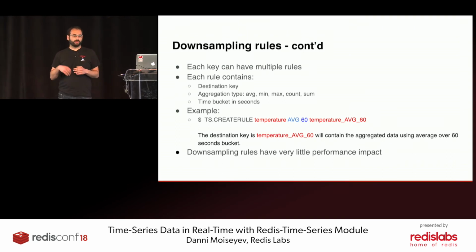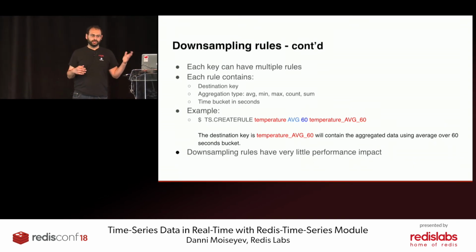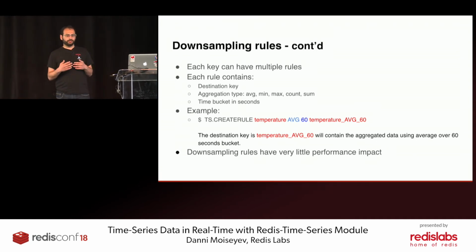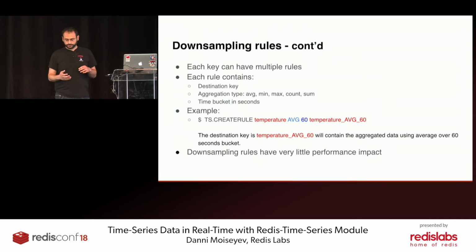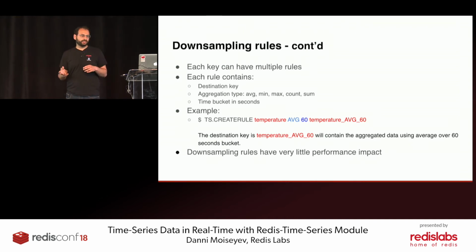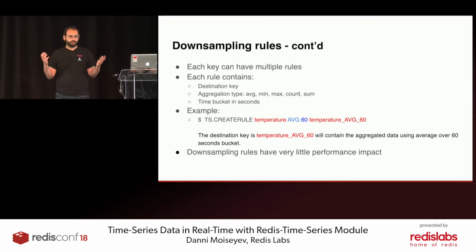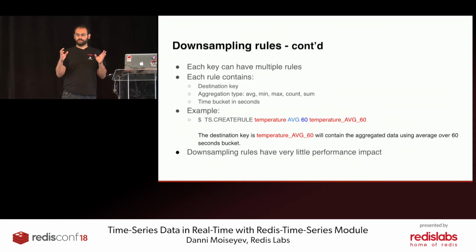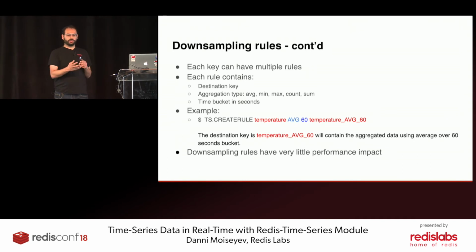The destination key will have the aggregated, downsampled data, and the raw data will still stay in your original key. So you will have both, and it's up to you to query the right key if you want the raw data or the aggregated data. You can also have different retention policies for different keys. The raw key can be for 24 hours, and the downsampled key can be for, let's say, 1 week, 1 month, 1 year. It's up to you. So you can keep the downsampled data for a long period of time, and the raw data for a short period of time.